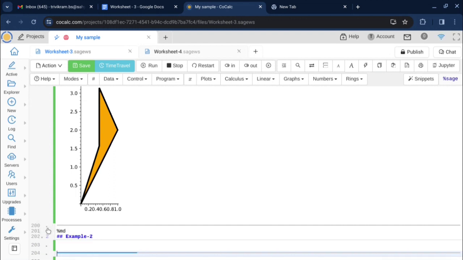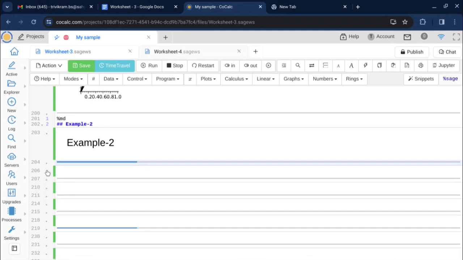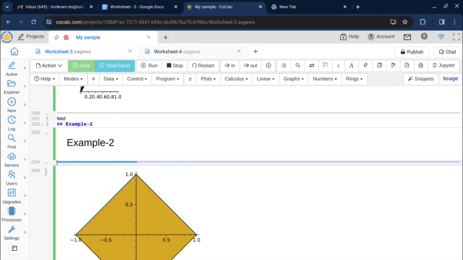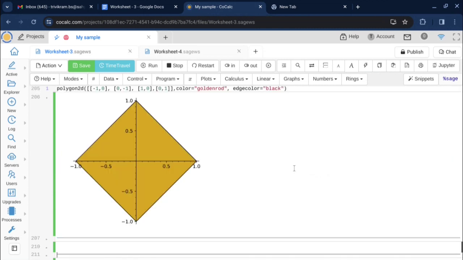Let us see then one more example. Now let us see. I have taken one more set of points as -1 comma 0, 0 comma -1, 1 comma 0, 0 comma 1. Color I have taken as goldenrod, and edge color I have taken as black. Now let us see. So this is the plot I got for those 4 points.